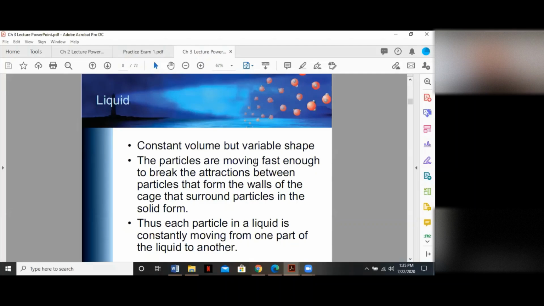The variable shape for liquids is controlled by the glassware that you are placing it in. But the fixed volume is due to the fact that you have, once again, the mass and volume of that matter that you are dealing with. It will not change if the conditions are not changed.